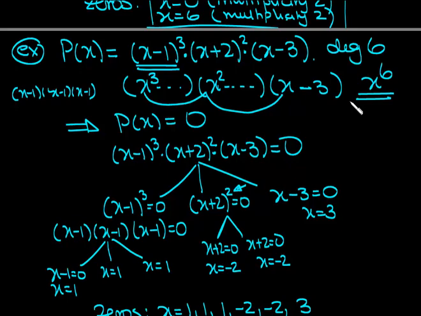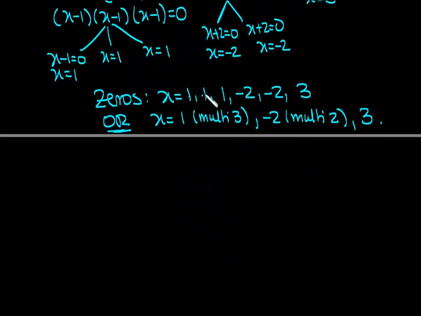So we should have had 6 zeros. Let's see if we had them. 1, 2, 3, 4, 5, 6. So we had 6 zeros.